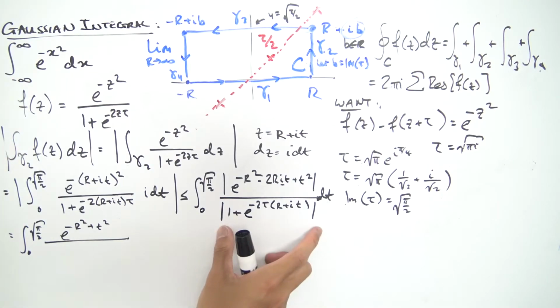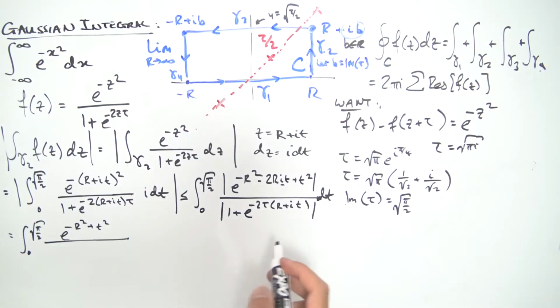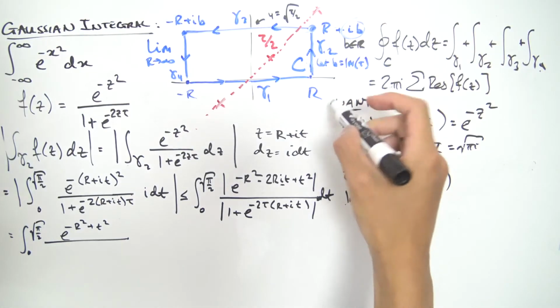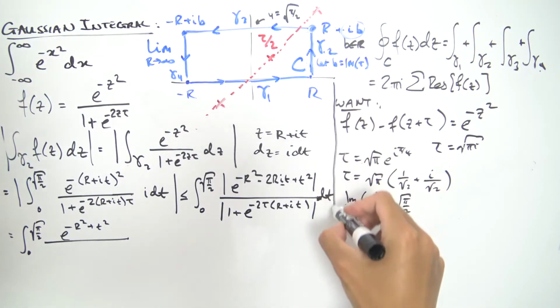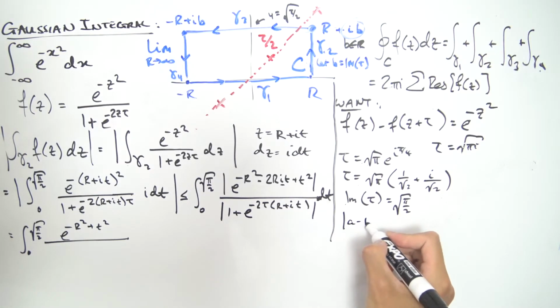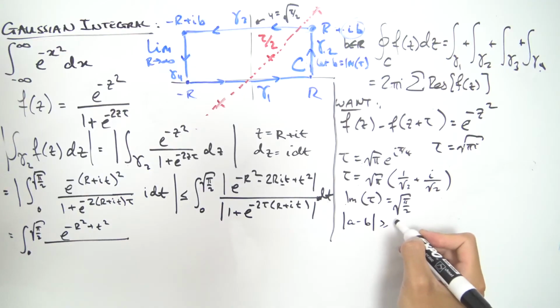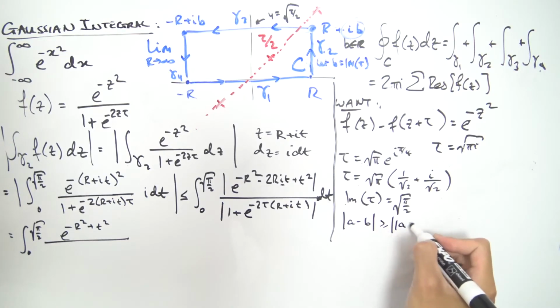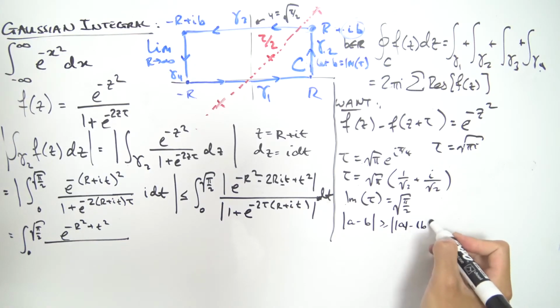And now at the bottom over here, we want to use something called the reverse triangle inequality. And what does that say? It says that if we have, let's separate this a little bit, the absolute value of a minus b, this is going to be greater than or equal to the absolute value of a minus the absolute value of b.